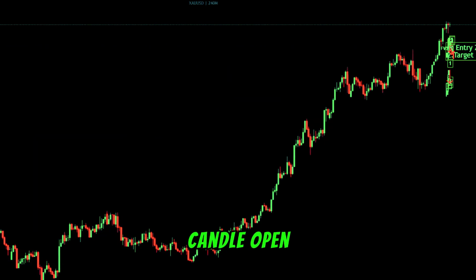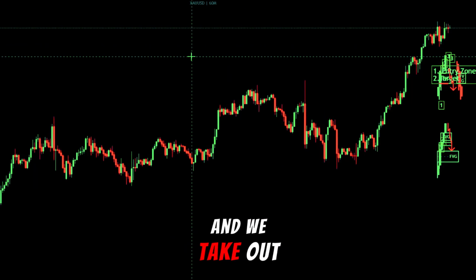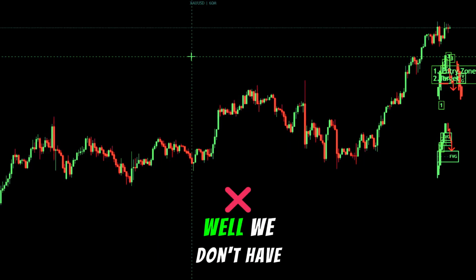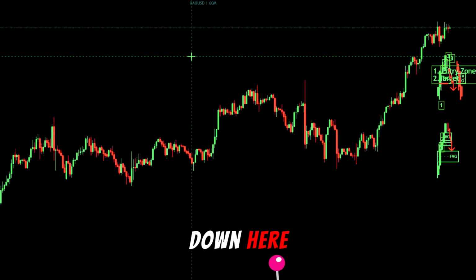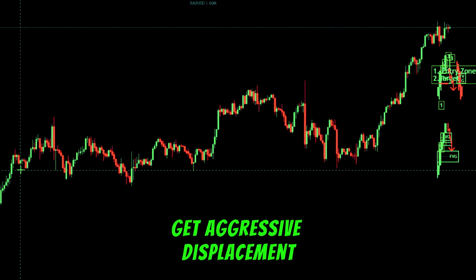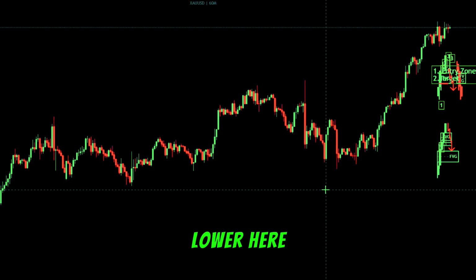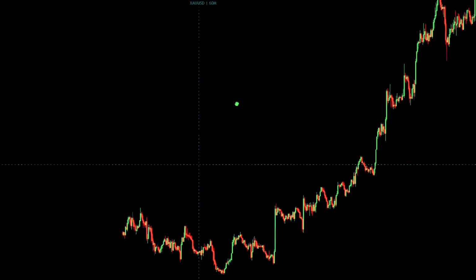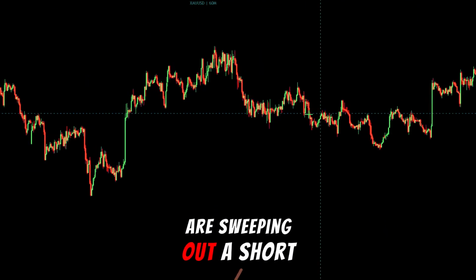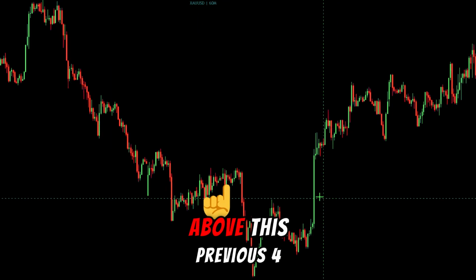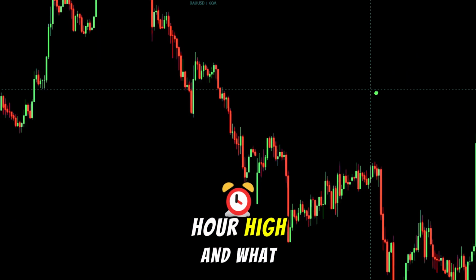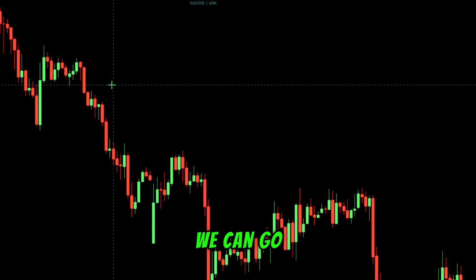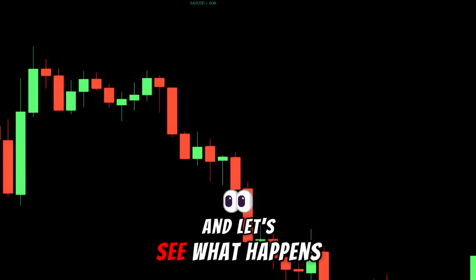So here we have a new candle open, and we take out the previous candle's high, as you can see here. So do we have an inversion? Well, we don't have a fair value gap until down here. So let's see if we do get aggressive displacement lower. Here you can see we do not, and we make a new high. So now you can see we are sweeping out a short-term high above this previous 4-hour high. And what do we have right in here? An inversion. So we can go ahead and mark that out right here, and let's see what happens.